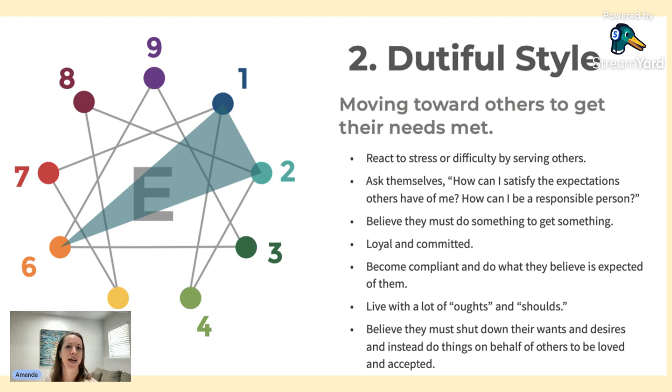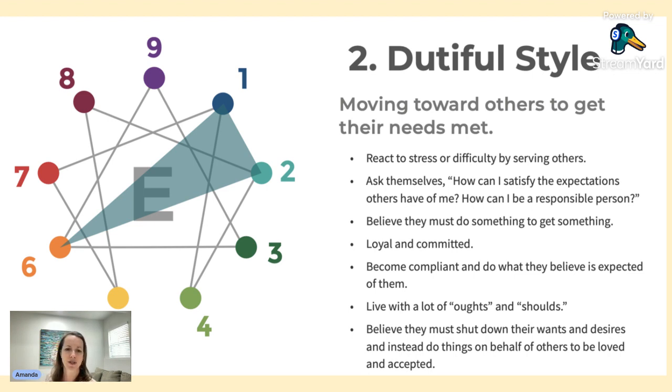All right, the next style we're going to look at is the dutiful or the compliant stance. And this reflects a desire for harmony, cooperation, and following rules or expectations. And these guys are interested in peacekeeping, avoiding conflict, and maintaining stability. So they react to stress, the ones, twos, and sixes, or difficulty by serving others. They ask themselves, how can I satisfy the expectations others have of me? How can I be a responsible person?